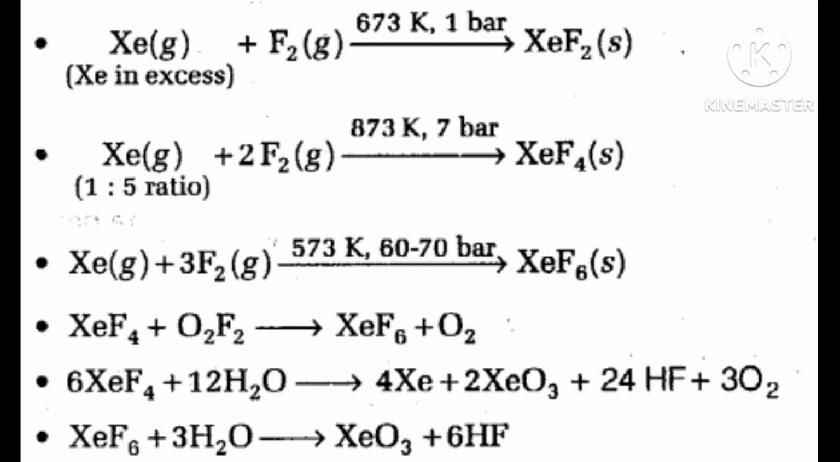Temperature is more, 873 Kelvin, and pressure is 7 bar, high pressure. Then xenon tetrafluoride XeF4 was formed. This is a solid. And the ratio of xenon and fluorine was 1:5. Now, if we take a xenon and fluorine ratio of 1:20, means fluorine more and xenon less, that means Xe plus 3F2, then you will get XeF6, xenon hexafluoride.